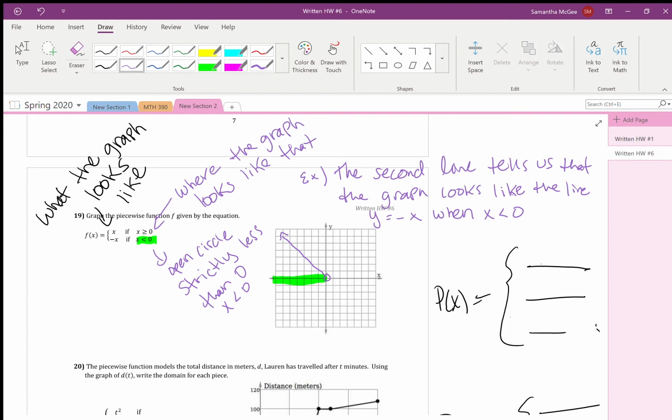Another thing that I want to point out is that we have this arrow up here. And I knew that that arrow needed to be there because it's for all x values that are less than 0. So that includes negative 100, negative 1,000,000, negative 1,000,000,000, all x values. So it goes off forever in that direction, in the negative direction.